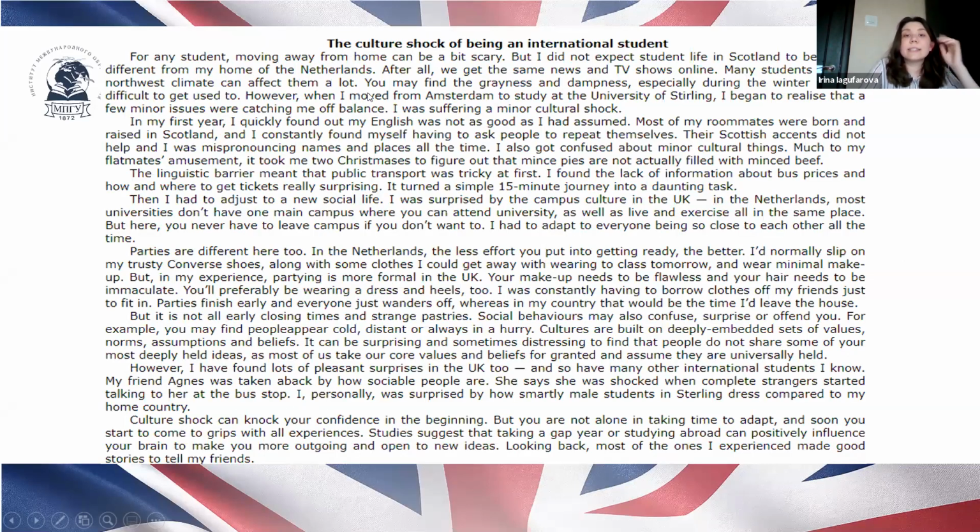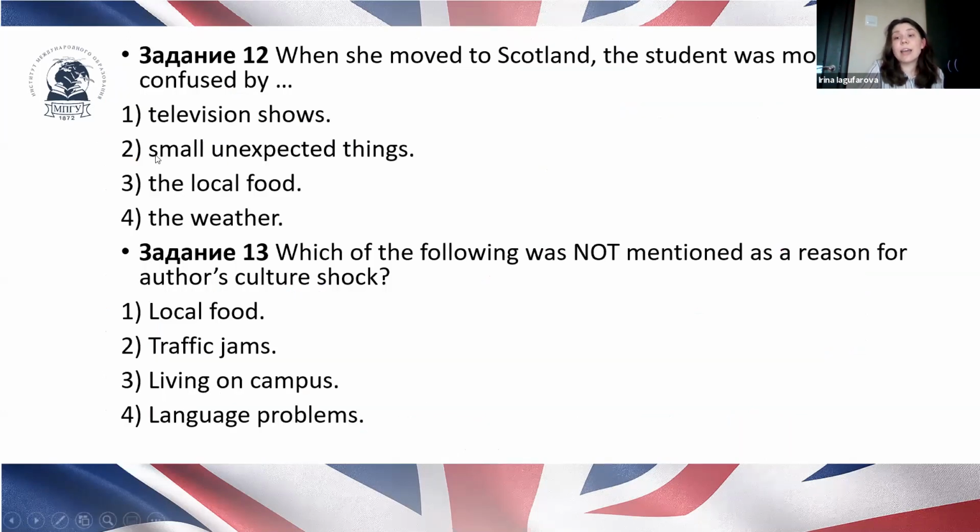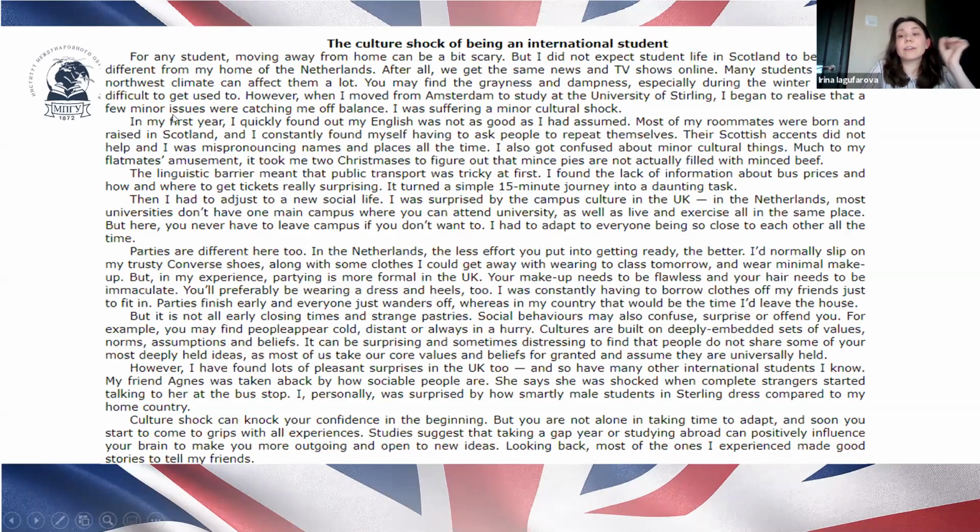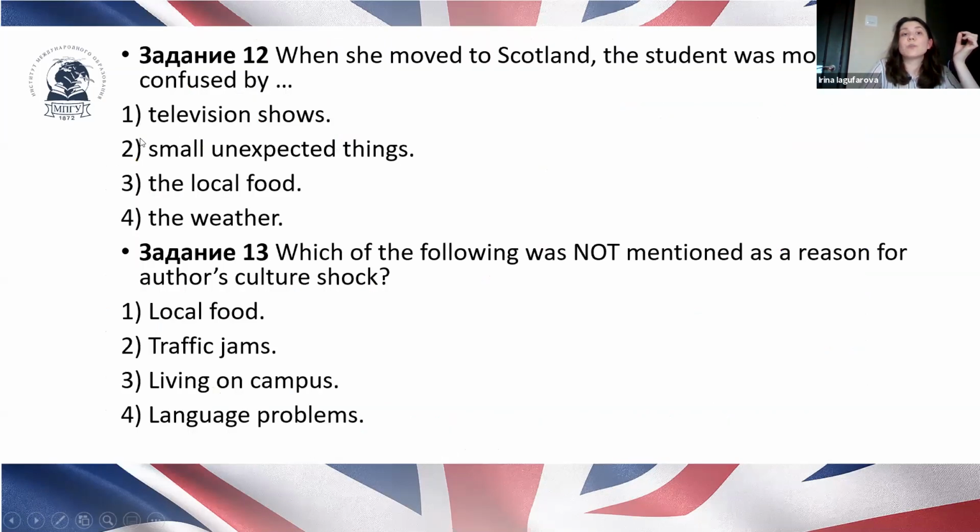So, and the next information here, the next sentence. However, when I moved from Amsterdam to study at the University of Stirling, I began to realize a few minor issues were catching me off balance. Catching me off balance is something that makes you uncomfortable, makes you feel unusual about something. And we see that these few minor issues are connected with small unexpected things.